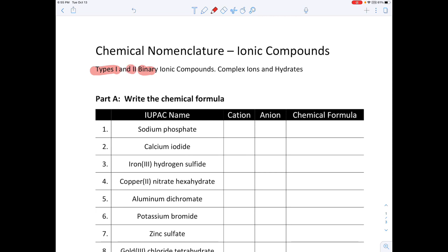Type 2, the cations will have two different possible charges, and we use Roman numerals when we name them. Ionic, of course, means there's a metal bonded to a nonmetal, usually, or more generally that there is a cation bonded to an anion. Ionic compounds often also have complex or polyatomic ions. In our data booklets at Grant Park High School, we have a list of these ions on page 6. I'll be referring to those later. And of course, there are hydrated ionic compounds that have water molecules trapped inside their crystal structures.